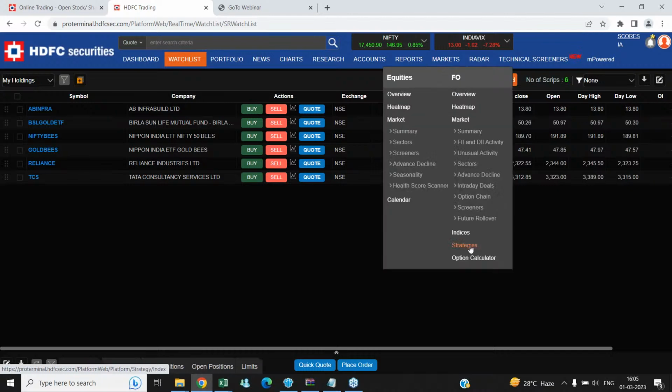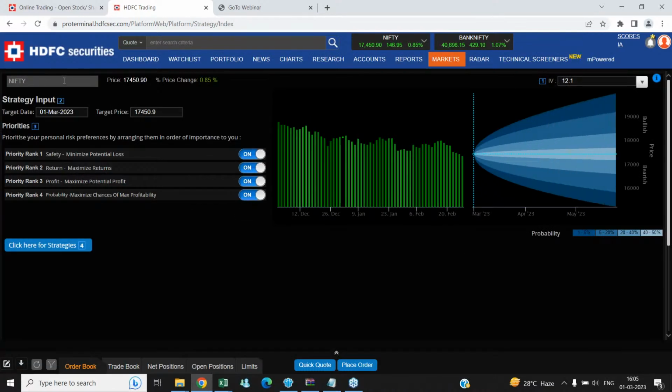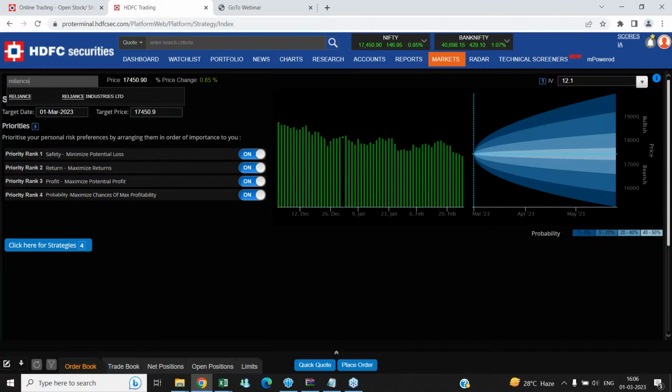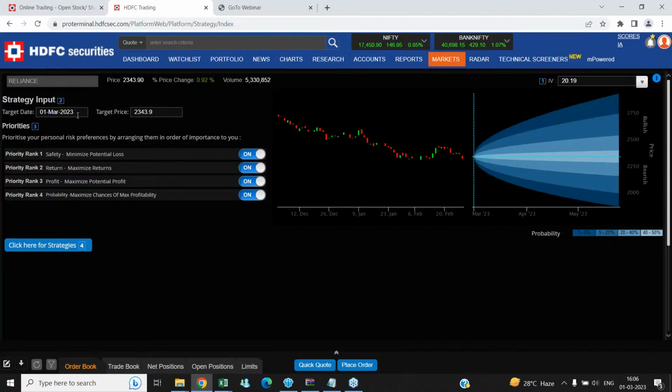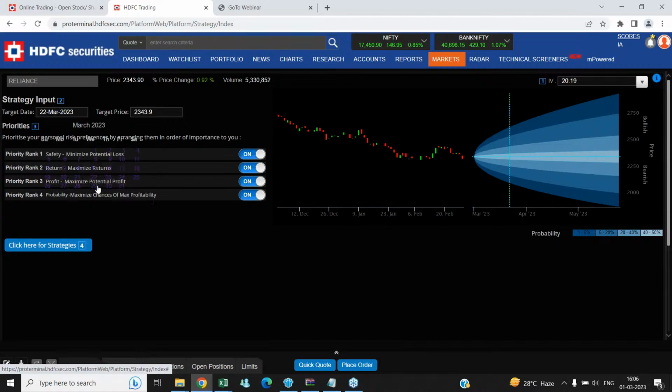Under Market, there is a tab called Strategies. Once you click on Strategies, it will ask for the stock you want to design a strategy for, that is, the FNO strategy. Suppose I want to design for Reliance, so I will select the stock as Reliance. Now they will ask you the target date and the target price. If I think that Reliance can go till 2450 by the 22nd of March, I just have to define both fields, the target date and the target price.